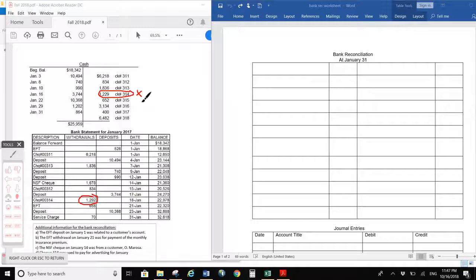So I know automatically that check 314 is going to go into my bank reconciliation on the book side. I want to highlight that first thing. The next thing I want to do is cross out anything that matches between our cash account and our bank statement, because those two things are the perfect world. If it matches off, I don't want to think about it anymore. So let's just go ahead and do that.